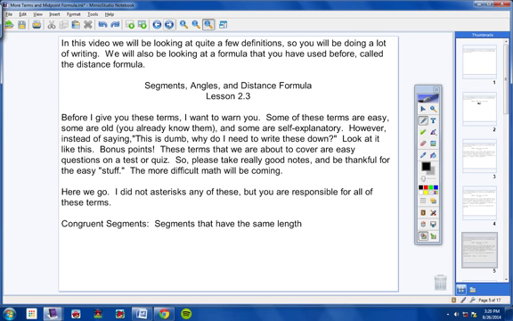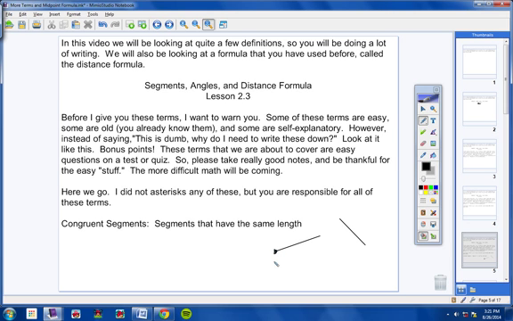Here's the first term. Congruent segments. Congruent segments are segments that have the same length. Please copy that in your notes. I would also like you to quickly copy down the examples that I give you. Congruent segments, segments that have the same length. Please copy this down. I don't care if the segment is running that direction and the other segment is running that direction. And we're just going to pretend those two segments are the same length, okay?